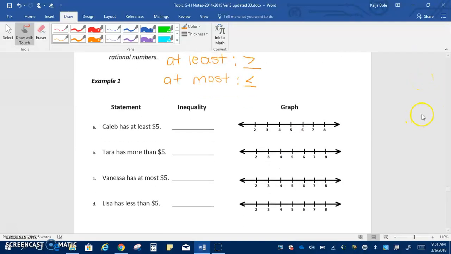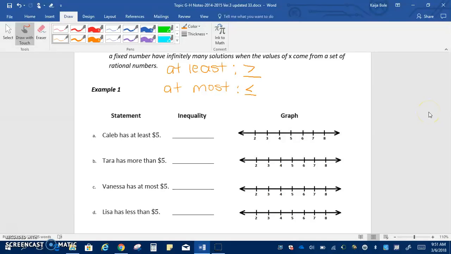So the first statement is Caleb has at least $5. Because it says at least, that means we can include it on our graph. So go ahead and put that closed circle on there. Our inequality would be x, and because it's at least, that means we can have more than that, greater than or equal to 5. So now when we go to shade, that means we shade everything to the right, everything bigger than 5.